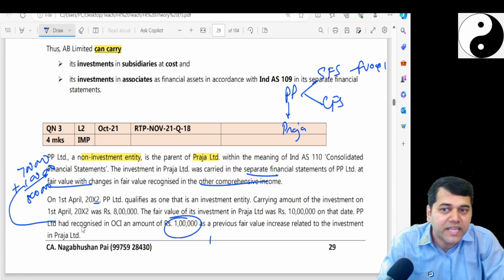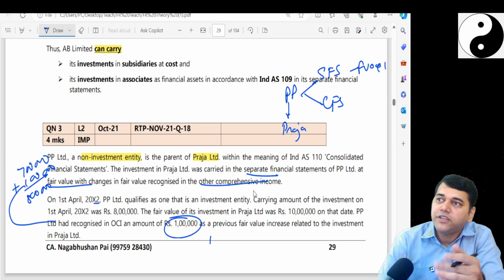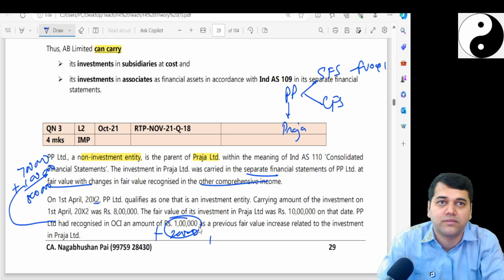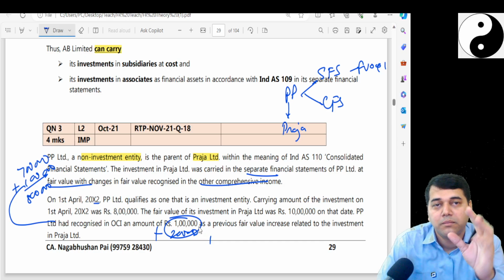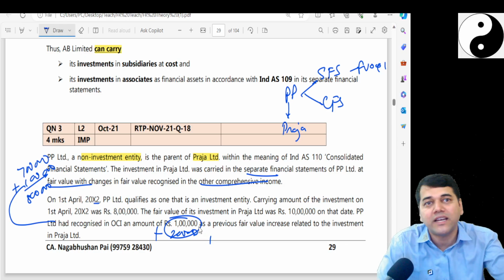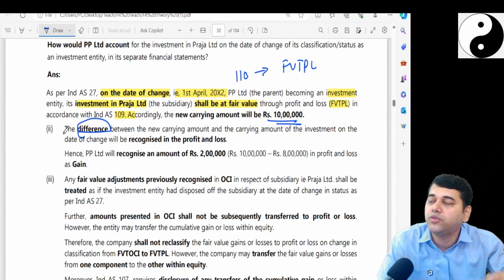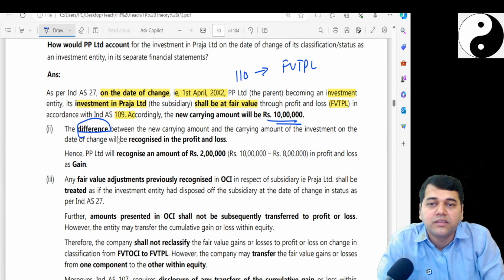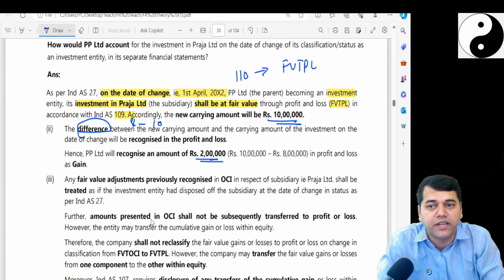On the day they convert, their fair value was 10 lakhs. If it had continued, then this OCI would have been added with 2 lakh rupees more, because they do FVOCI every period end. But now they have not done that. So now they have to do that recycling. When you converted to investment entity, like you took that exemption, the difference between the carrying amount of 8 and your fair value of 10 should be recognized in the P&L account. It is an FVTPL gain.